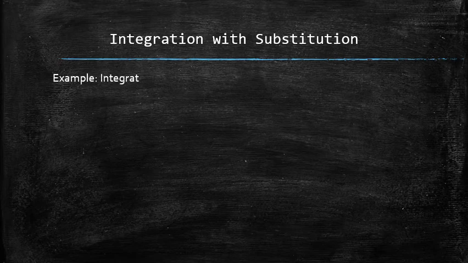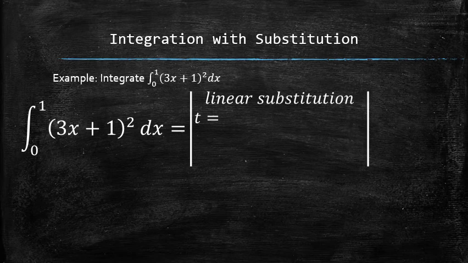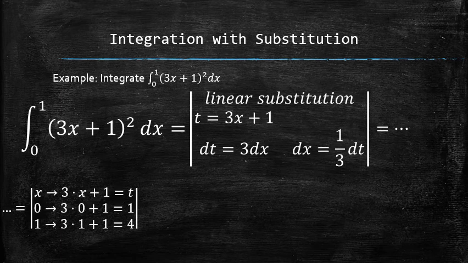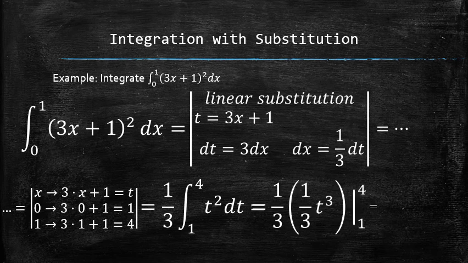Let's do an example of a linear substitution for a definite integral. We set up the linear substitution by setting t equal to 3x plus 1 and finding the differential of t and expressing dx in terms of dt. Now, before we continue, we change the limits of integration by applying the function 3x plus 1 to the lower limit 0 and the upper limit 1 to get the new lower and upper limits 1 and 4. As a result, we now have a definite integral in terms of variable t, which we find using the fundamental theorem of calculus.